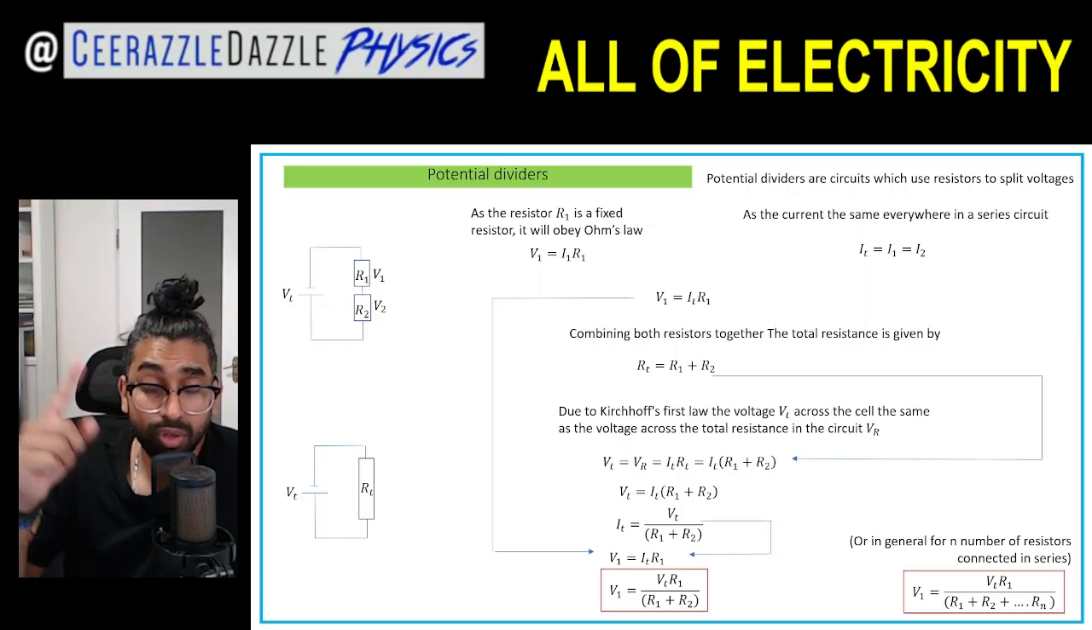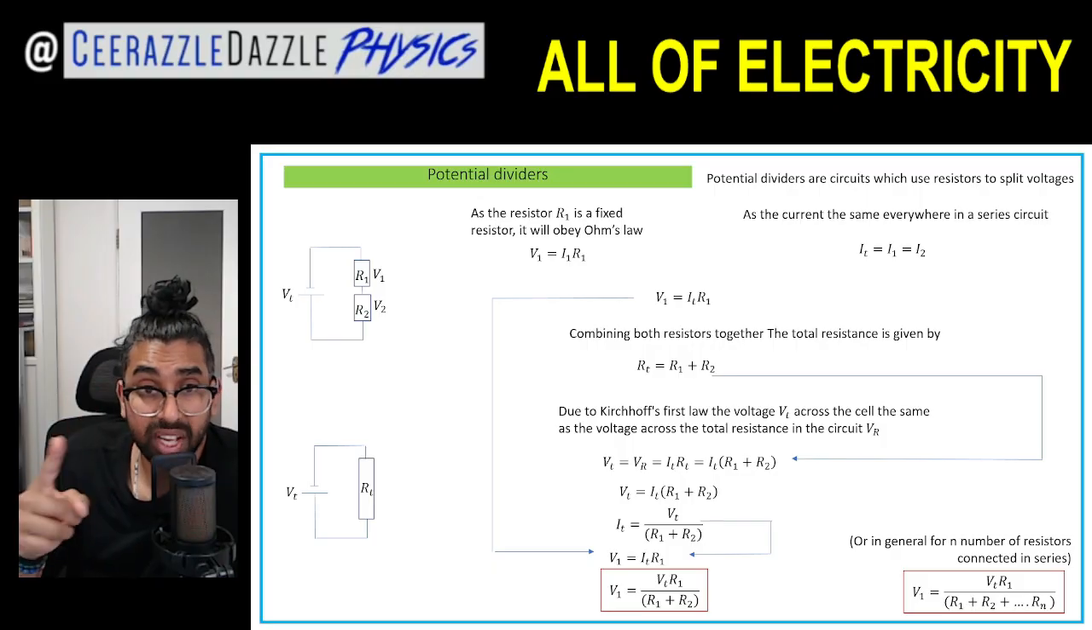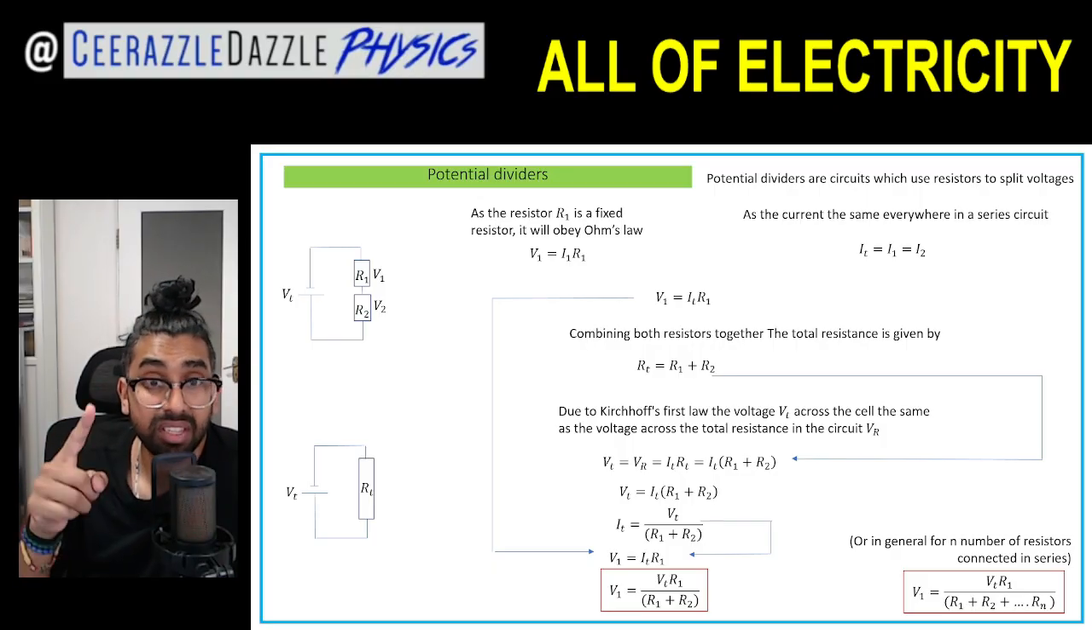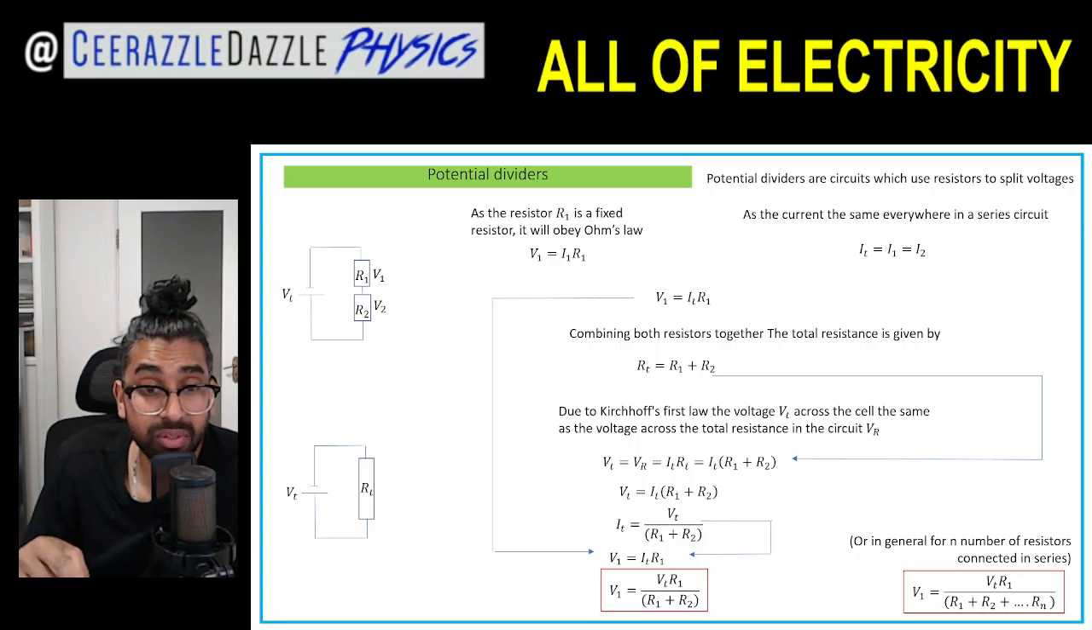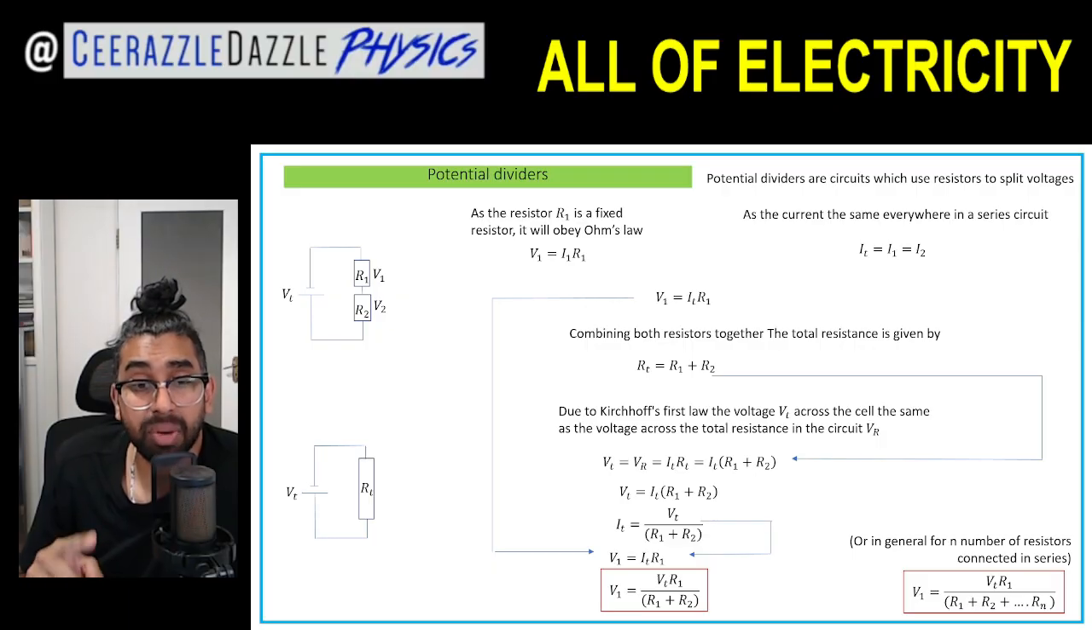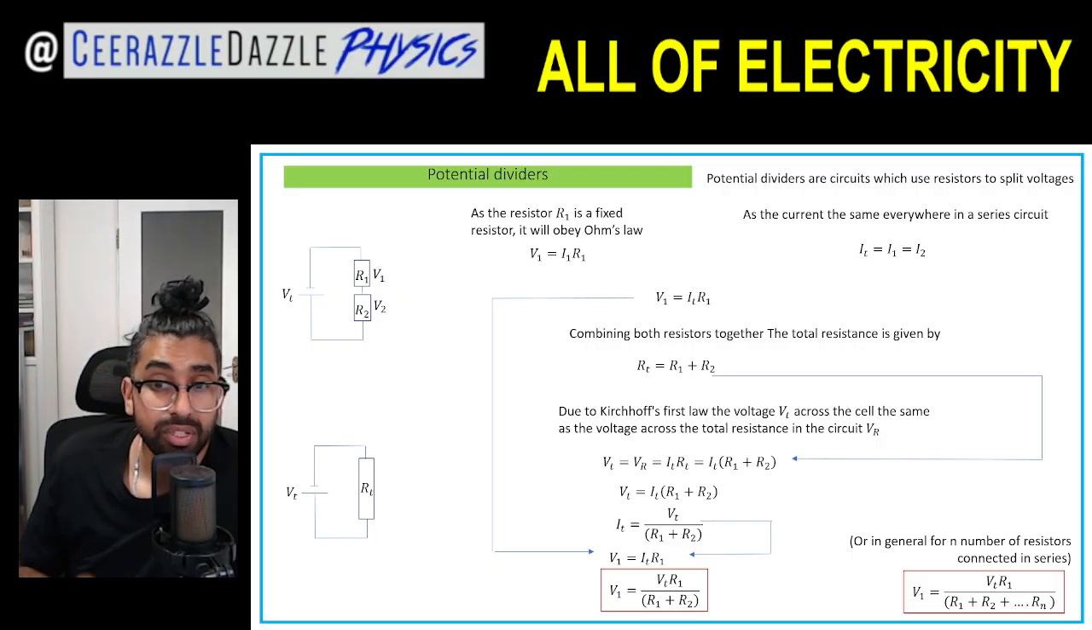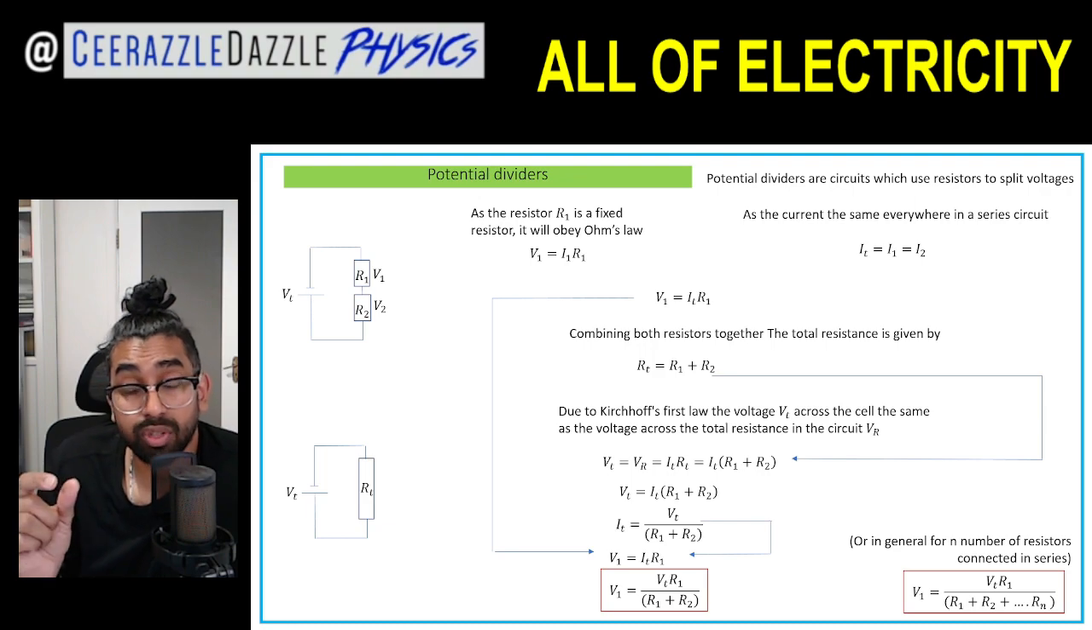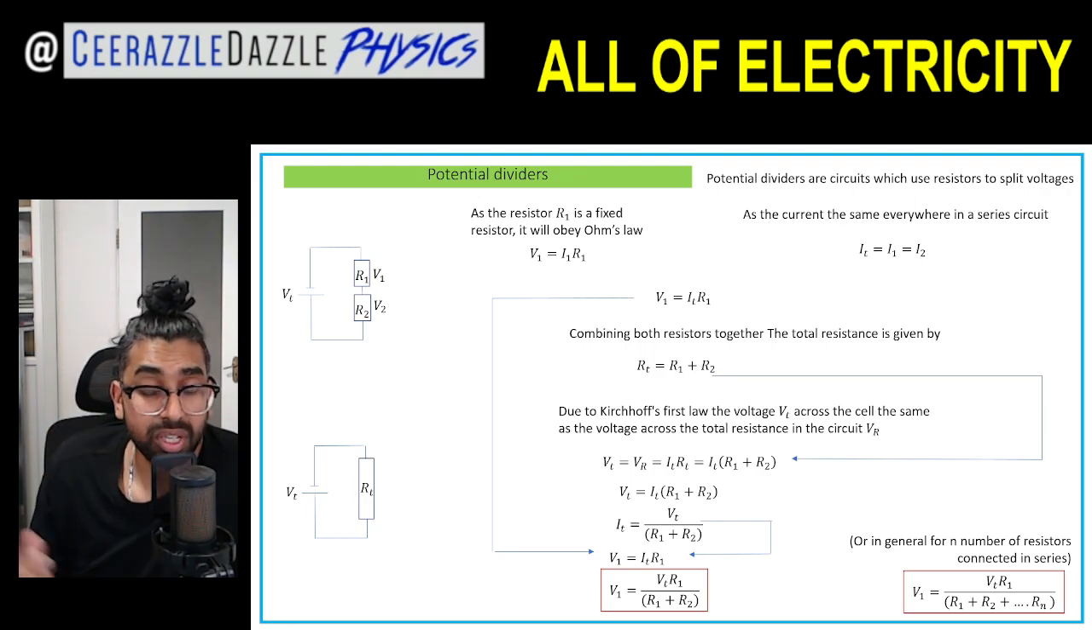Now, if we take that initial formula, V1 is equal to IT times R1, and then we replace the IT with what we've just worked out, it becomes V1 is equal to VT times R1 divided by R1 plus R2. So that's how you can work out the voltage across the resistor R1 by using that formula: VT times R1 divided by R1 plus R2.